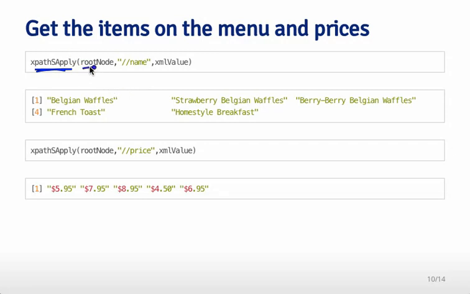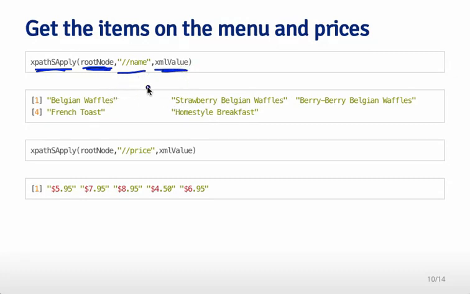So we're going to, again, pass it the root node. That's the entire document. And then we're going to be using this XPath element here, /name. What that's going to do is go through and get all of the nodes that correspond to an element with title name. And then it's going to get the XML value of those nodes.